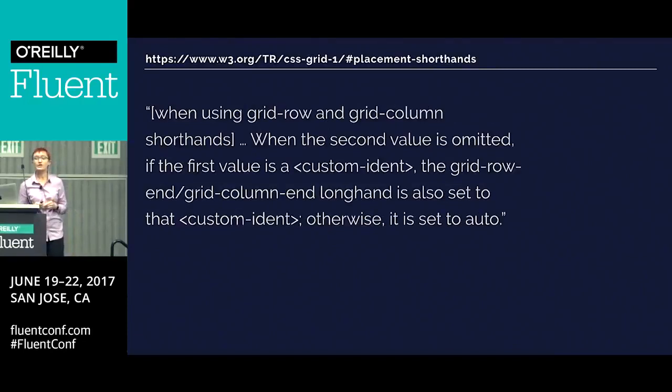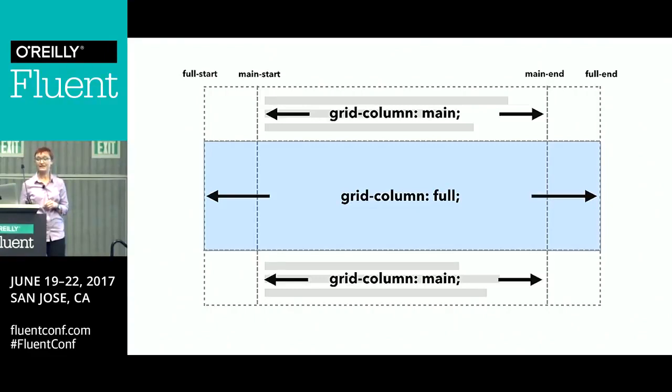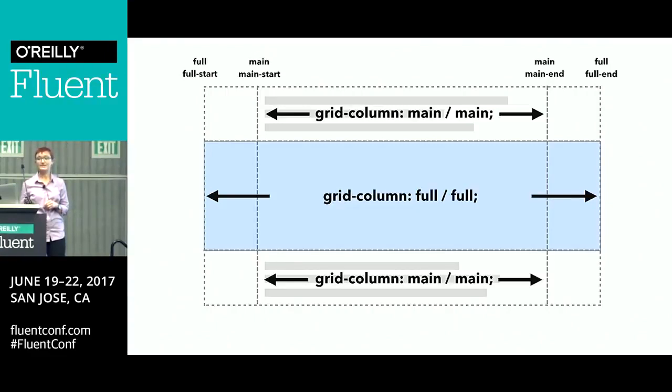So because we're using a shorthand grid column, we're only specifying the ident at the beginning, which means that the end will be the same, which means that this is really this. So by using that name, you can just say grid column full or grid column main, because you haven't specified an end line and it's a named ident, it'll just repeat it and use that for the end, which is pretty clever. It was a nice thing for that person to work out.